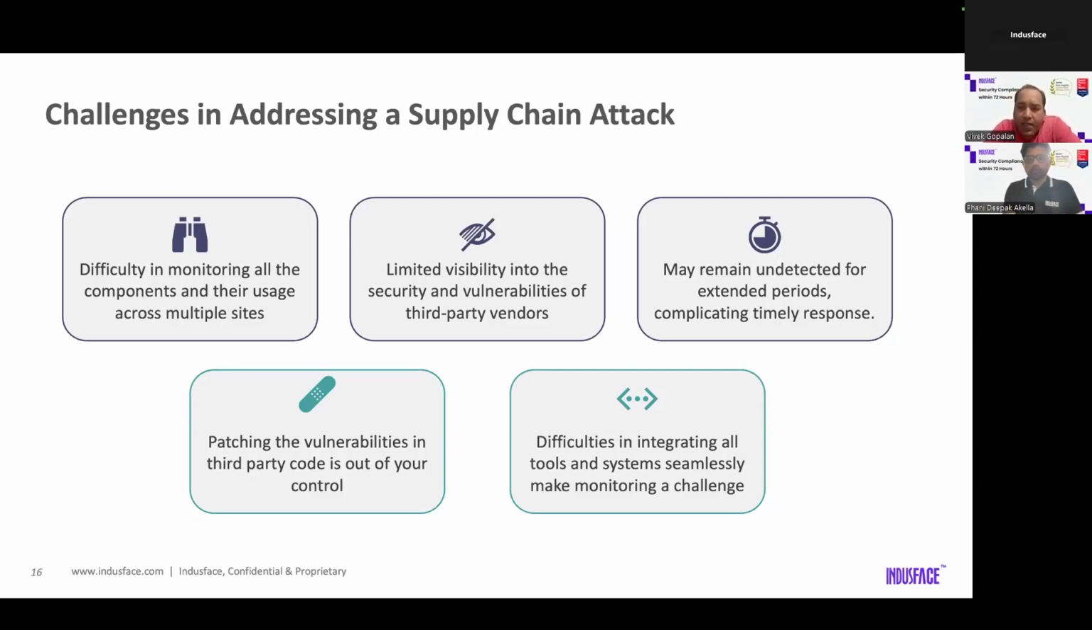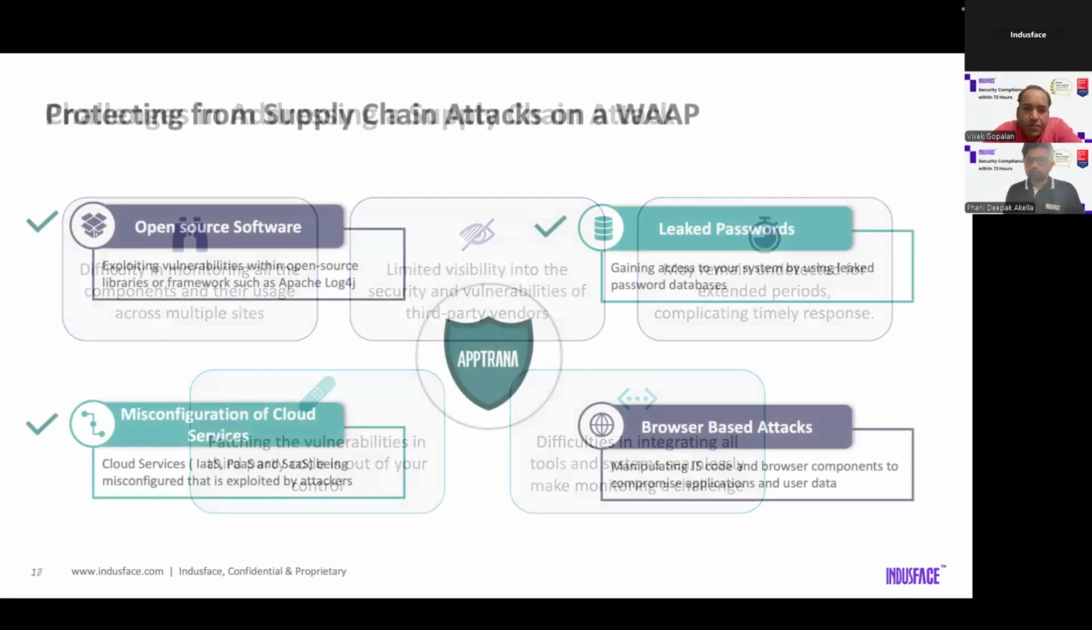Also, very few solutions help you protect against these third-party components. They don't have the ability to patch these vulnerabilities. So all in all, it becomes a really big challenge for you to understand the inventory, get visibility into it, understand the risk these third-party components pose, and then protect against those. So that's pretty much the challenge.